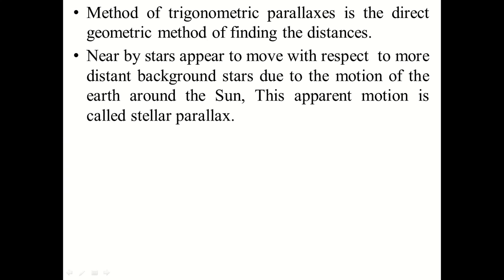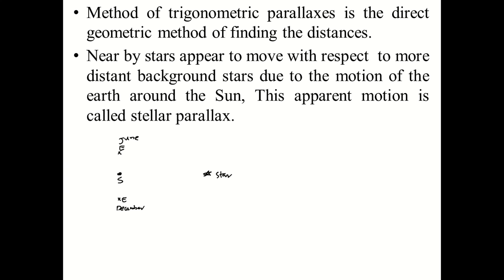To understand it, let's consider a geometrical diagram in which the Sun is at this position and the Earth is revolving around the Sun. Suppose during June, Earth is at this point. After 6 months, that is during December, Earth will reach the diametrically opposite end, at this point. During June, the Earth is at this position. After 6 months, the Earth will be at this position. Suppose I have a star at this point.